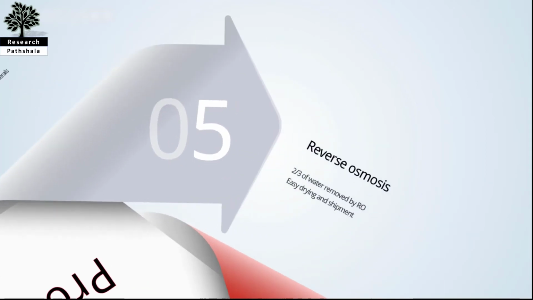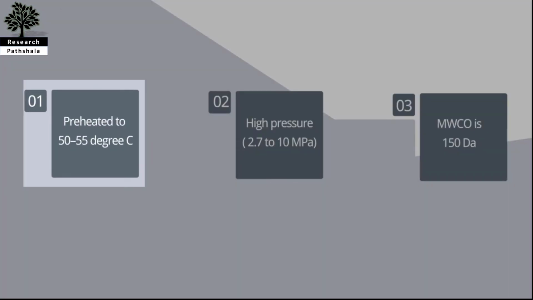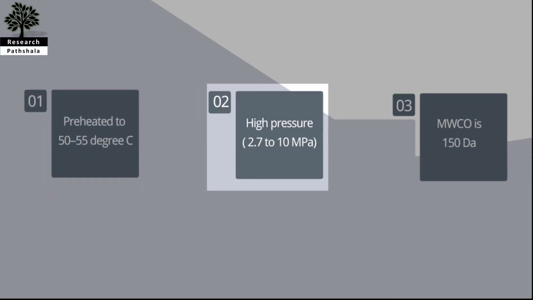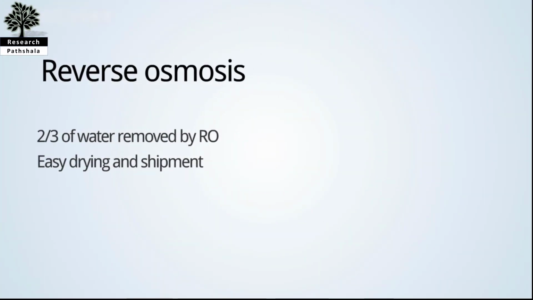Now, let's see the reverse osmosis process. In reverse osmosis, whey is preheated to 50 to 55 degrees Celsius and pumped at a higher pressure, between 2.7 and 10 megapascal, through a membrane to remove the minerals. The molecular weight cutoff is only 150 Dalton here. This may result in a membrane fouling problem also. Two thirds of the water in the whey can be removed by reverse osmosis, leaving a concentrate that can be dried or shipped more effectively.